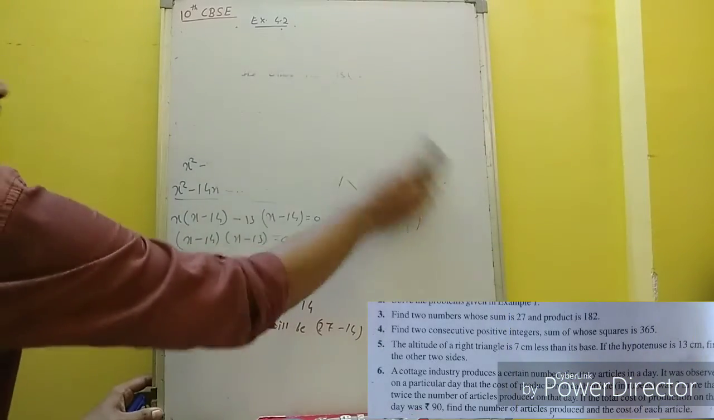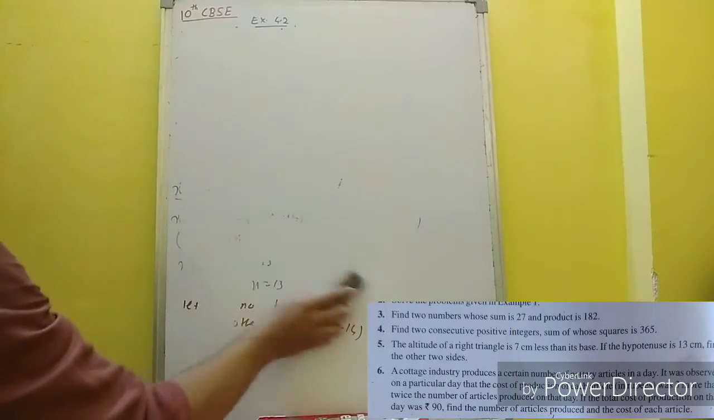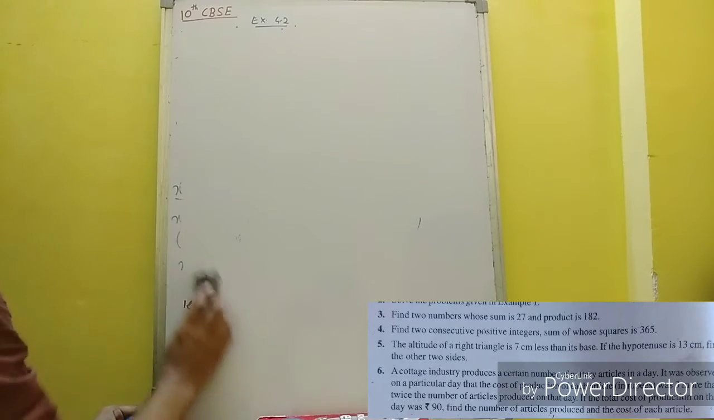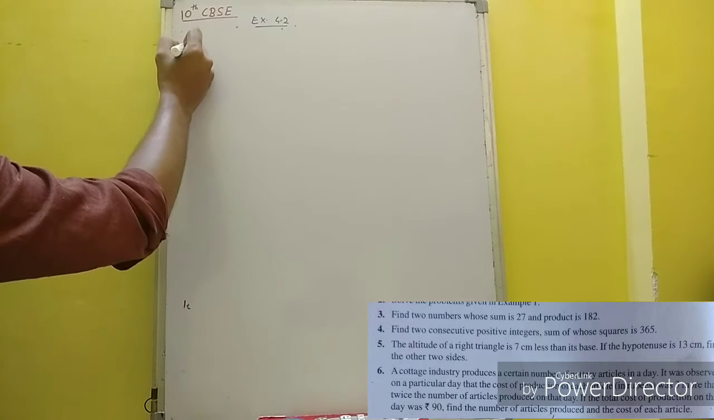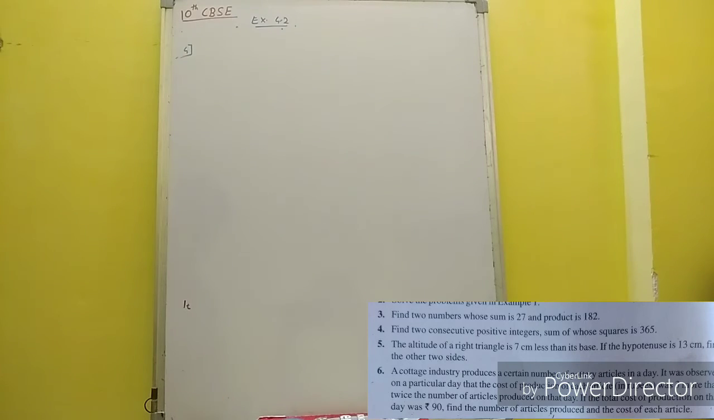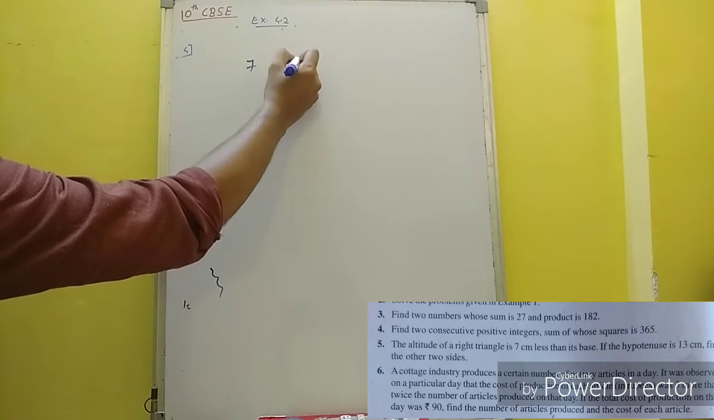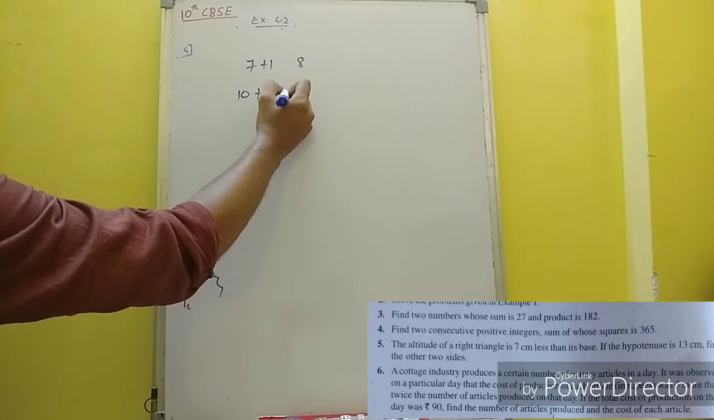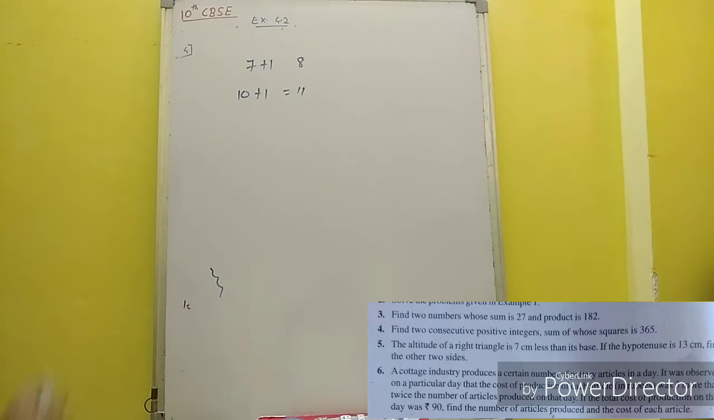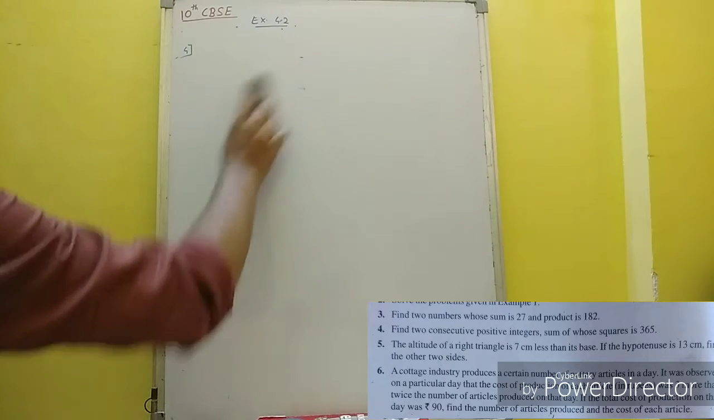Please take the screenshot of it. What is the fourth question given? Find two consecutive positive integers whose sum is 365. So consecutive means what? If the number is 7, the next number will be 8. How do we get it? Plus 1. If the number is 10, the next number plus 1 will be 11. To find the consecutive numbers, we just need to add 1 to it.